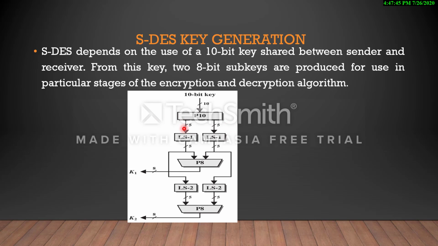For the first 5 bits, we do a left shift of 1 bit, and for the second 5 bits, we also do a left shift of 1 bit. Then we join them. After joining both outputs of LS1, we perform P8. Out of 10 bits, we select 8 bits, and that gives you the key K1. So now we have generated the first key of SDES, key K1.